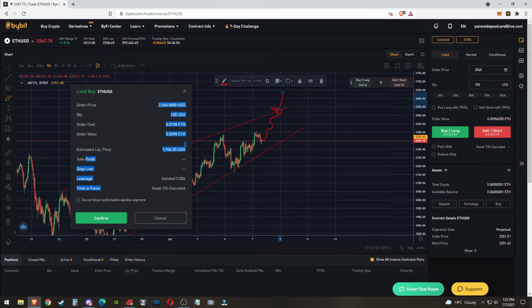So I don't have a take profit set up. I don't have a stop loss. My leverage is isolated 3x, which is up here, isolated 3x. And then the time till close is good till close. Now, you just click this to get rid of the confirmation window. So let me see if we can hit confirm.